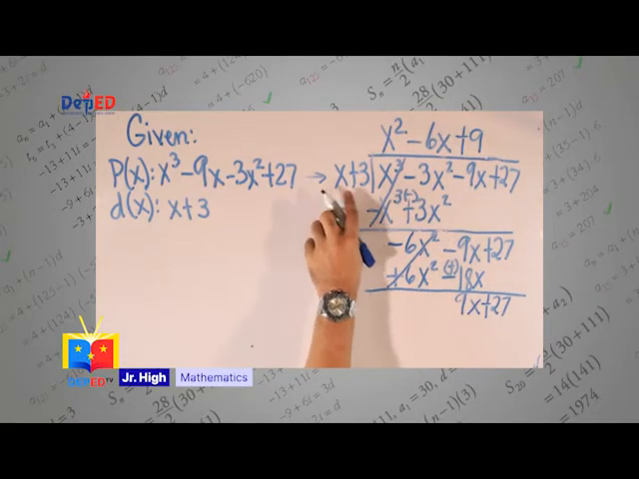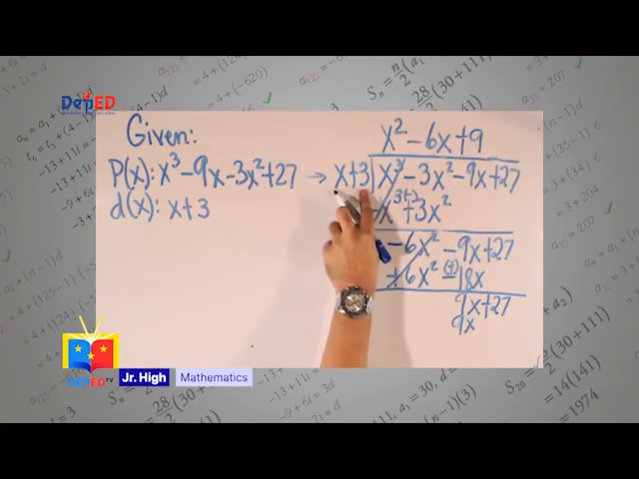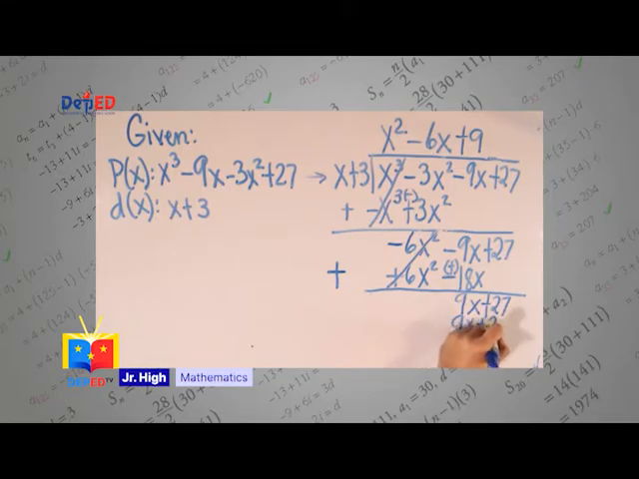9 times x is equal to 9x. 9 times 3 will give us 27. Then subtract. Change the sign of your subtrahend to its opposite. So your positive 27 will be negative. And your 9x will also be negative. Then proceed to addition rules. 9x plus negative 9x will give us 0, which we can cancel these terms. And 27 plus negative 27 is 0.